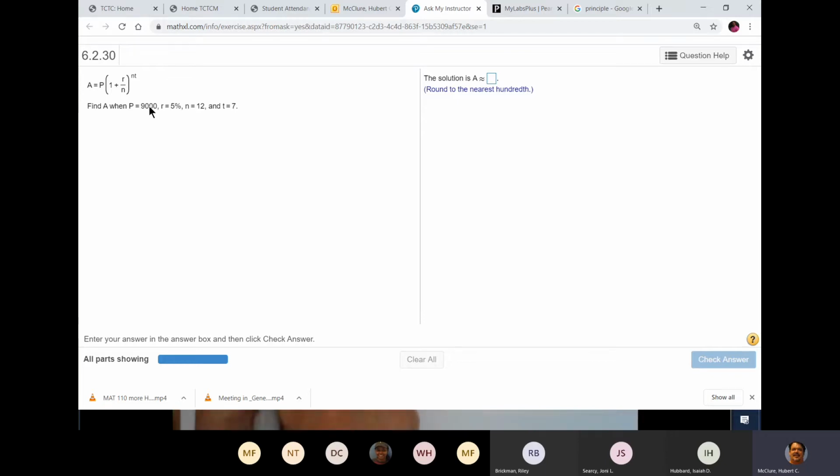R is your rate, your interest rate. And it's a percentage, so that means you're going to change it into a what? A decimal. N is the number of times the bank or institution will calculate interest. So if it's 12, that means monthly.